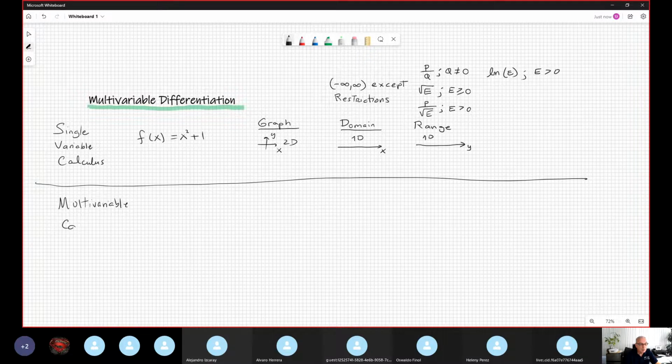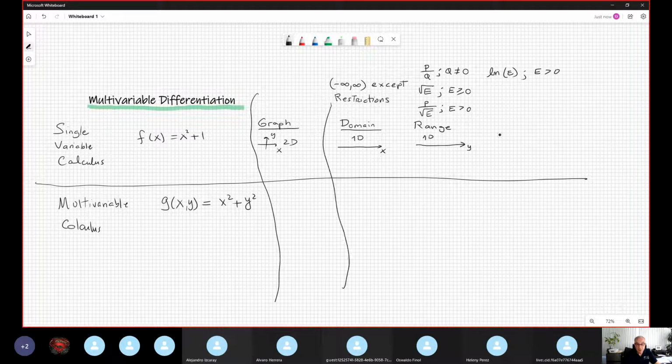Multivariable calculus. Well, we have basically 2 possibilities. We have the function que contain 2 independent variables, for example, x squared plus y squared. And we analyze exactly the same idea. We analyze graph, domain, and range. And the graph is obvious que es 3D.